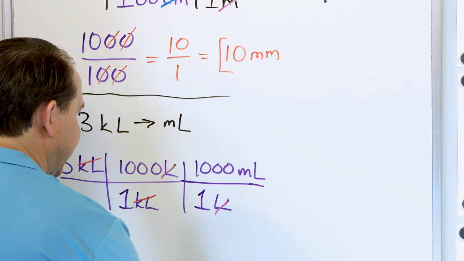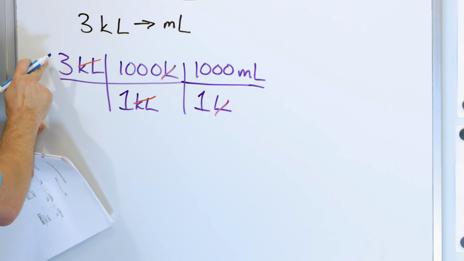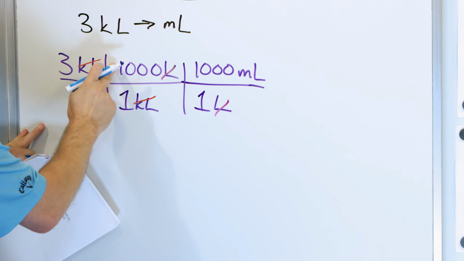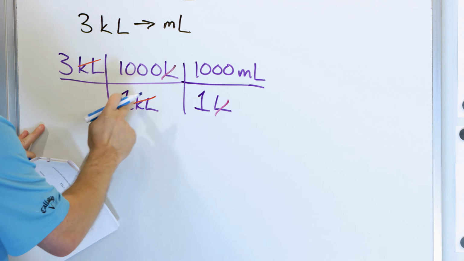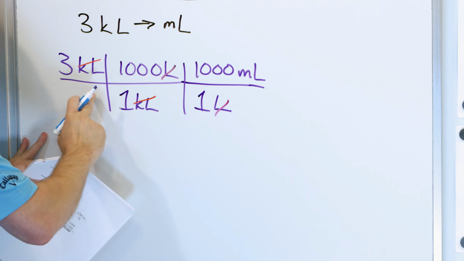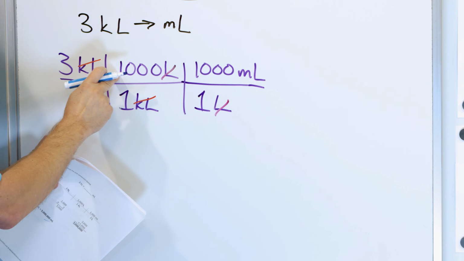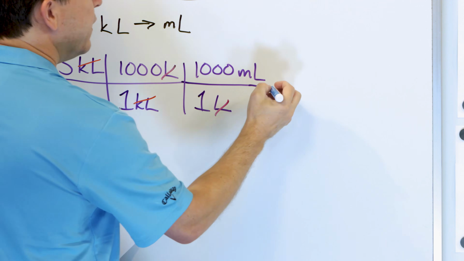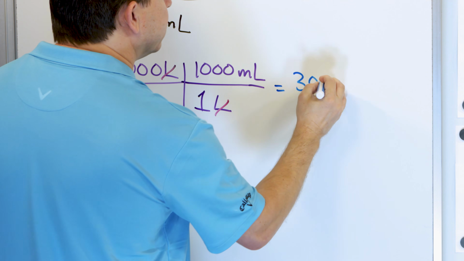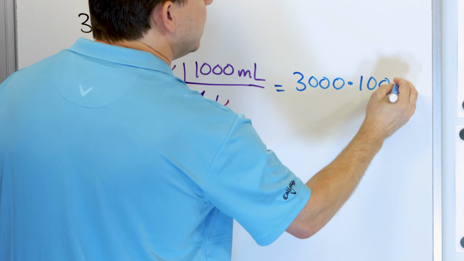Now, how do I finish it? Well, I say I have on the top 3 times 1,000, and then I have to divide by 1. That's not going to change anything. And then multiply by another 1,000, and then divide by 1. That's not going to change anything. So the dividing by the ones isn't really going to do anything. So 3 times 1,000 is 3,000, right? So what I have here is 3,000. But I still have to multiply by another 1,000. Now, how do I do this?